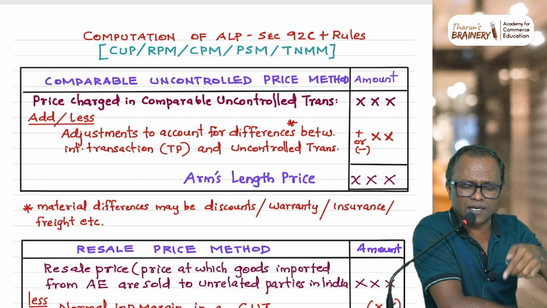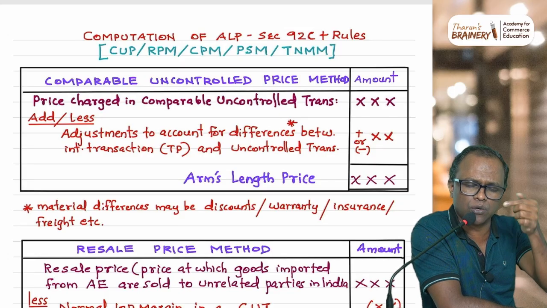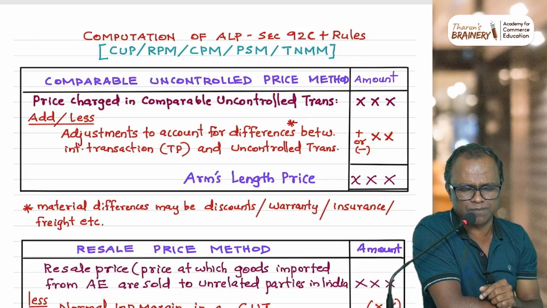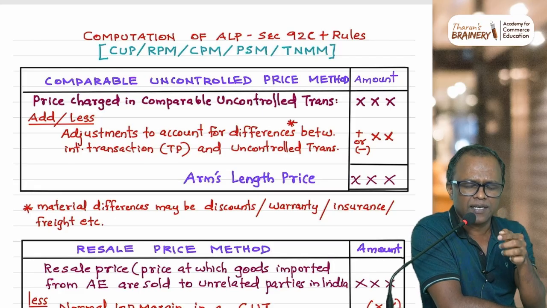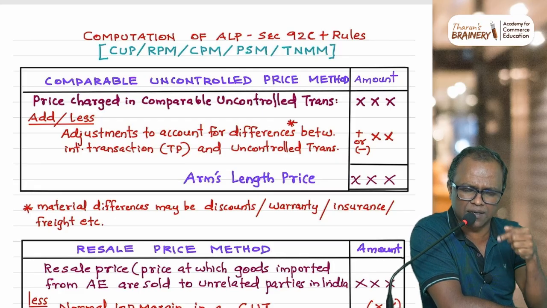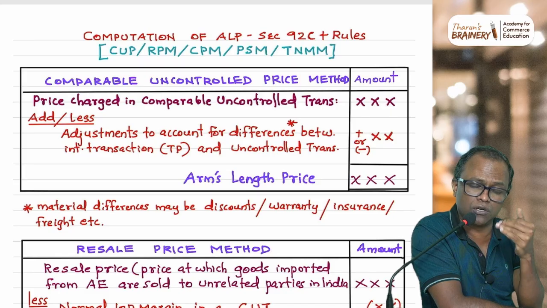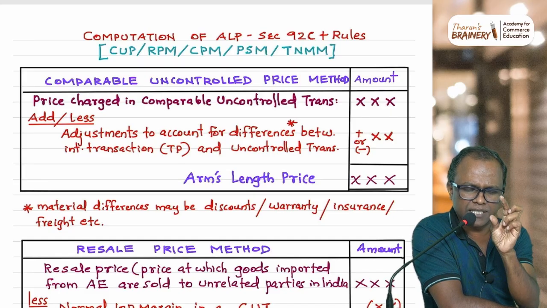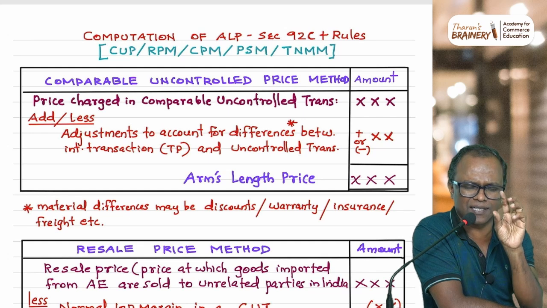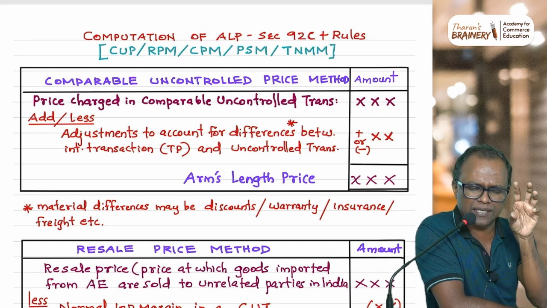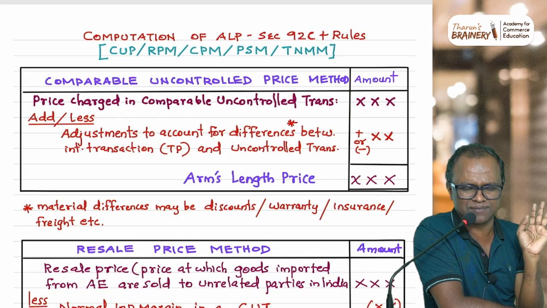Take the comparable uncontrolled transaction with an unrelated party. So if this Indian entity carried out a similar transaction with an unrelated party in uncontrolled conditions, then that is known as the comparable uncontrolled price method. We can call it the comparable uncontrolled transaction price. So that CUP or CUT price should be taken.